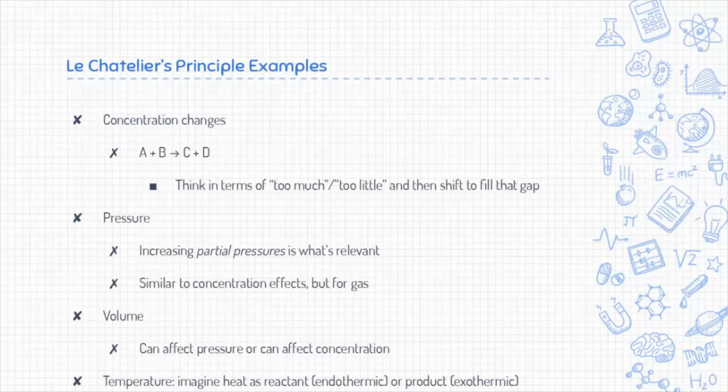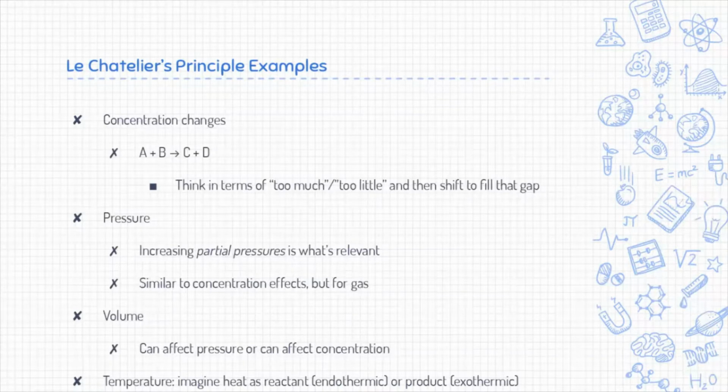Okay, so we can talk about how exactly it works now. Suppose you had some kind of reaction, say A plus B yields C and D. For concentration, you want to think in terms of: is there too much or is there too little? And then you shift to fix that.